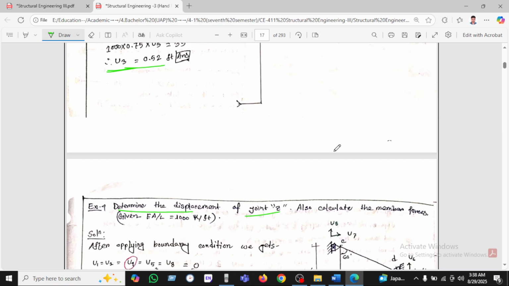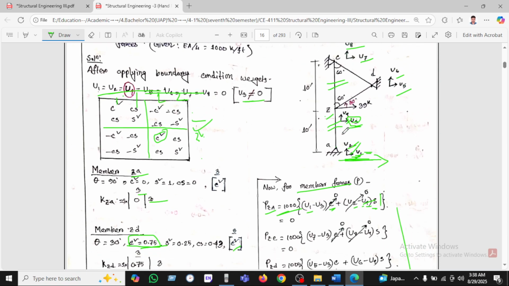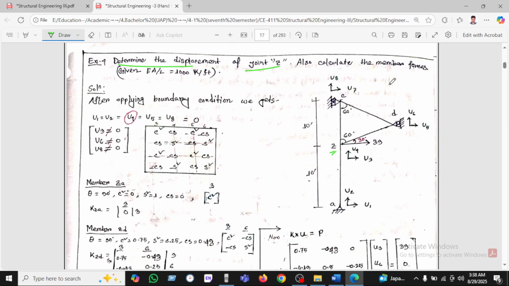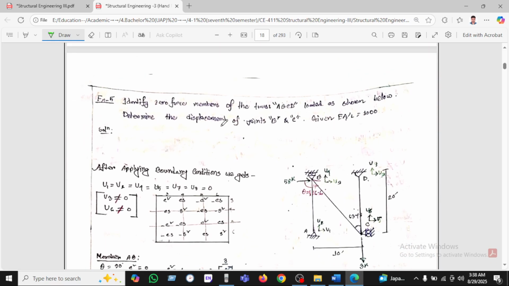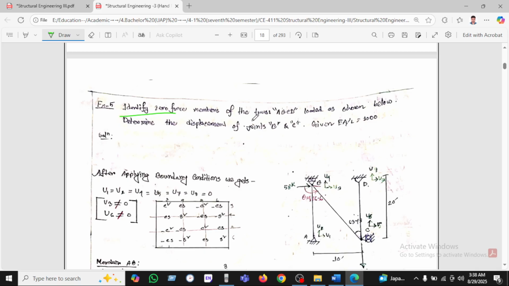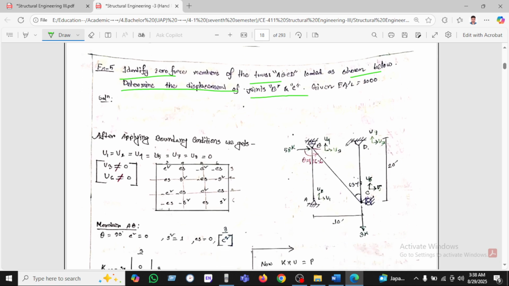This is the Z. The same math has been shown here, so just skipping. Identify the zero force member in truss ABCD shown in the figure, and determine the displacement of joints B and C. So this is B and this is C. How do we calculate the displacement?